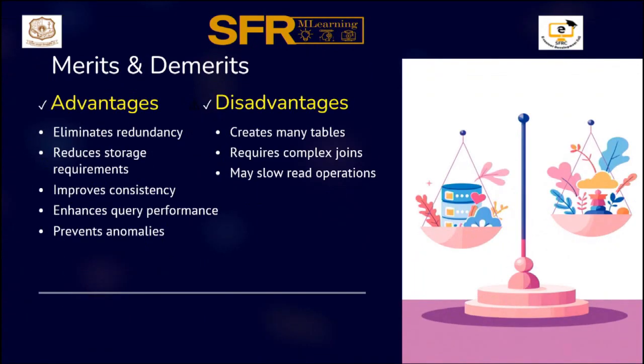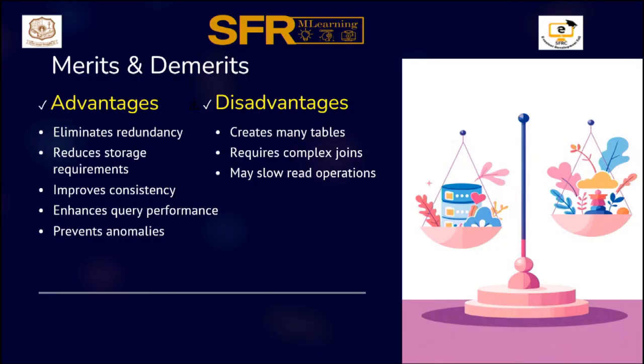Finally, let's see the merits and demerits of normalization. First, the advantages. First one, eliminates redundancy. It minimizes repetitive data, saving storage space and avoiding errors in data updates or deletion. Second one, reduces storage requirements. By organizing data into smaller tables, storage is used more efficiently, reducing the overhead for large databases.